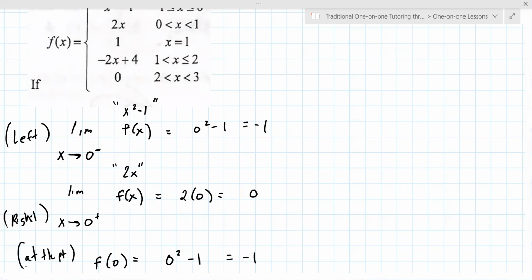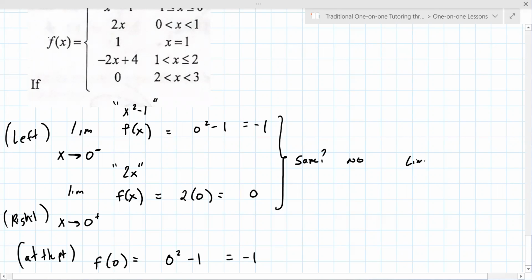Okay, so the limit exists if these are the same. Are these the same? No. So the limit does not exist at that point.